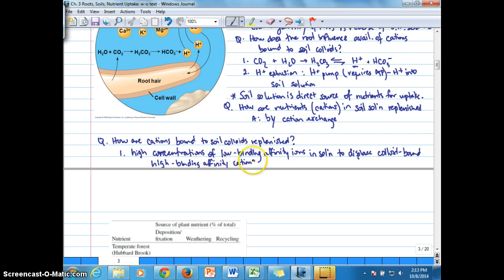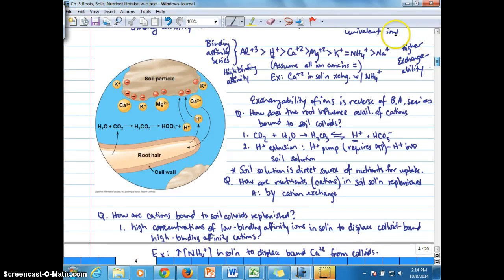So for example, we're just going to write in the top here, we would need a high concentration of, say, ammonium ions in the soil solution to displace bound calcium ions from the colloids. So that's how we get the colloids to store or bind some of these lower binding affinity ions. So just stressing once again, that series is only relevant when the concentrations are equal along the binding affinity gradient.